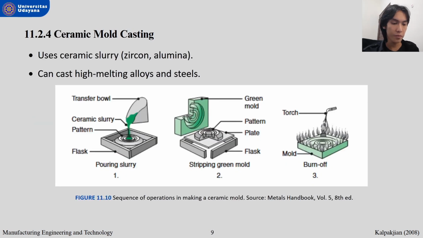Next. Ceramic mold casting, and figure 11.10: ceramic mold casting uses a refractory ceramic slurry, allowing higher temperature metals such as steel and superalloys to be cast. You can see on figure 11.10 how casting with a ceramic mold is done.